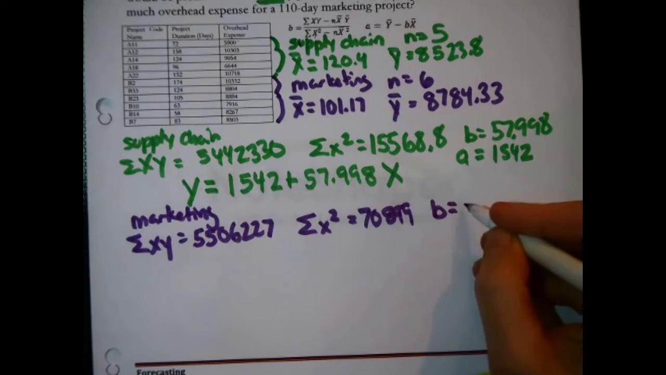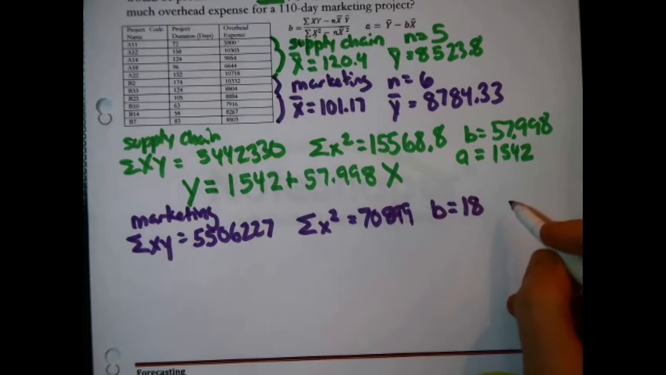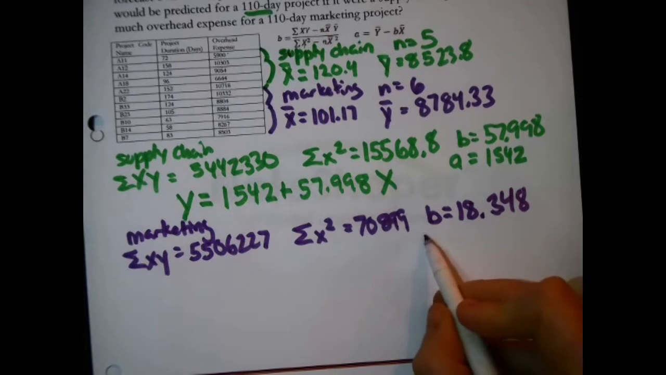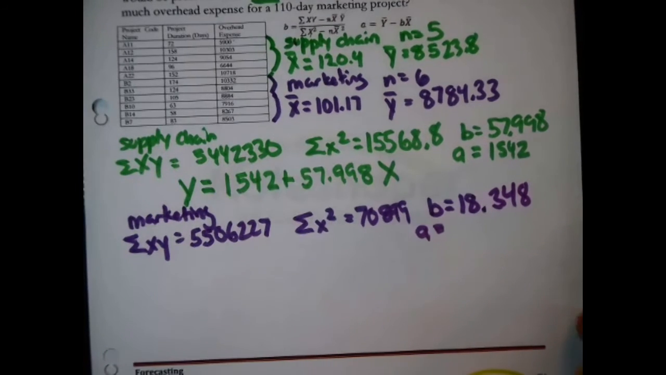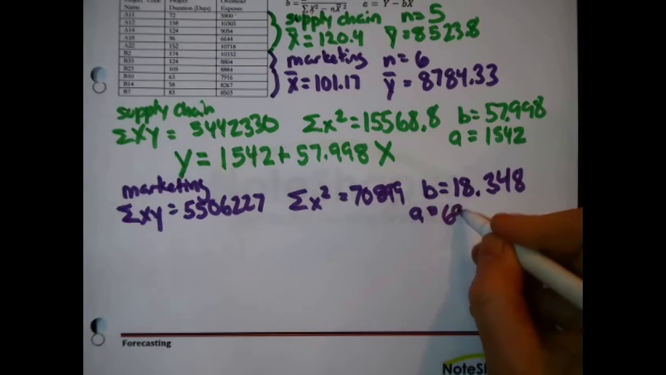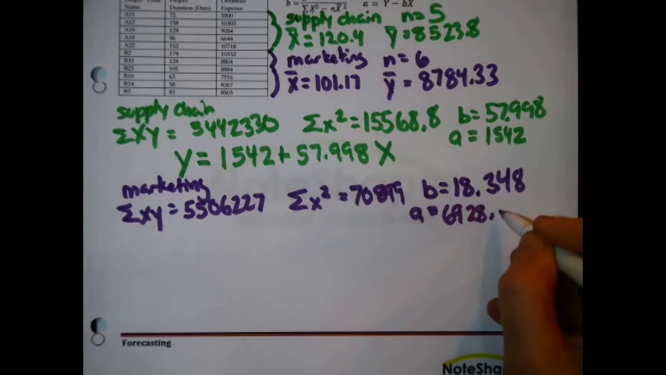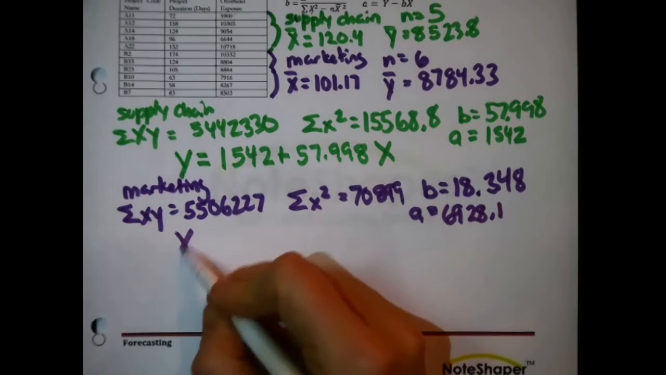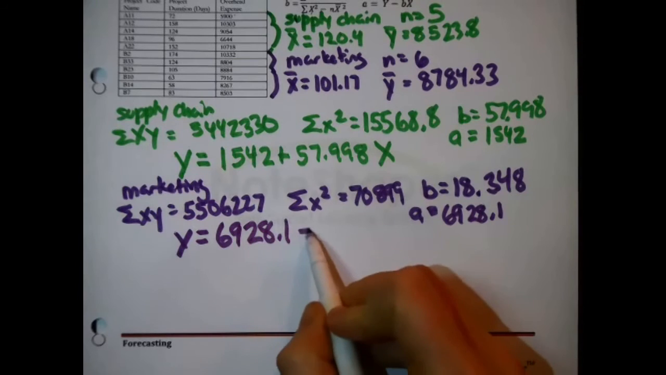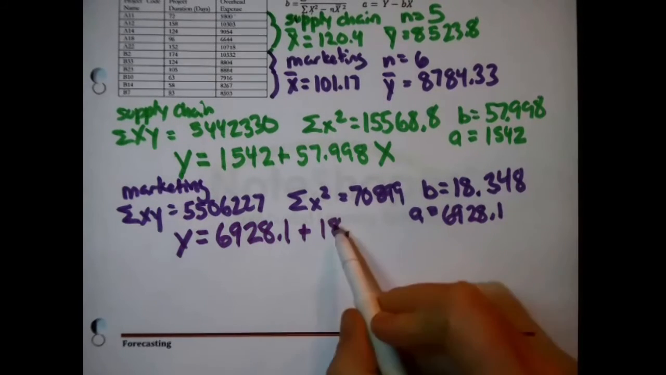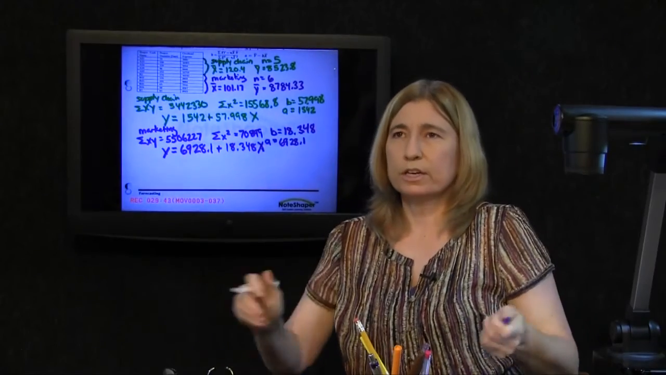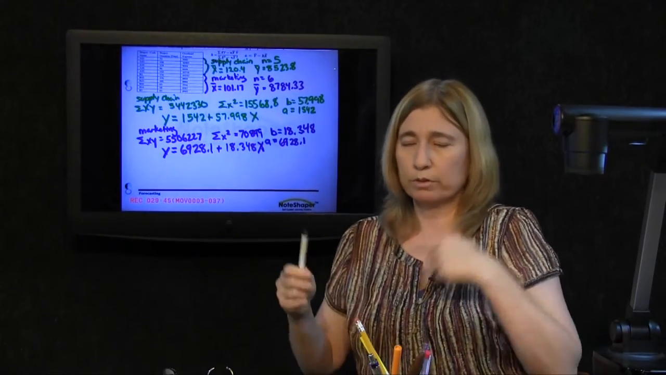So take this and what's written in here in purple ink, use the regression formulas to discover the slope for marketing projects, considerably smaller. B equals 18.348 basically is what I got. And then A, when you fill out that formula, comes out a lot larger. The intercept for marketing is a lot larger: 6928.1. All right, so just piecing them together, 6928.1 plus 18.348x, there would be the regression equation for predicting overhead in the case of a marketing project from the duration.